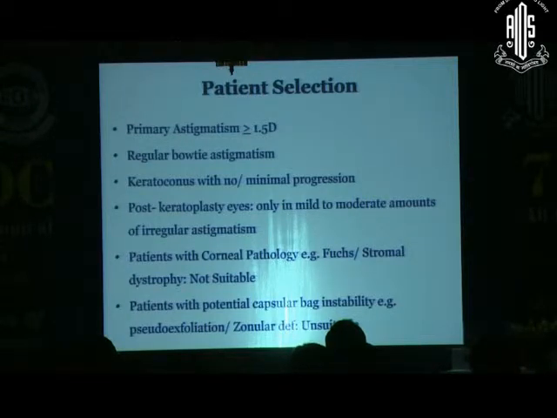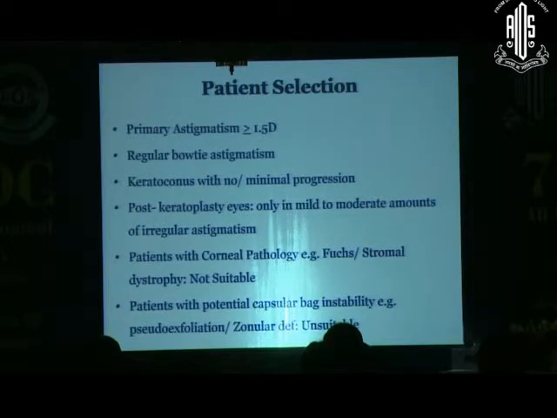Post-keratoplasty eyes, but once the sutures have been completely removed. Patients with some other corneal pathologies like Fuchs or stromal dystrophy, they are not suitable because you don't know. The patient will have to undergo a corneal procedure later, so it's better not to implant a toric IOL at that stage. Rather, on the reverse, if you are doing a keratoplasty, any procedure, do it first, and if the cataract is not significant, do it first, and then, of course, whatever astigmatism is there, that can be taken care of.